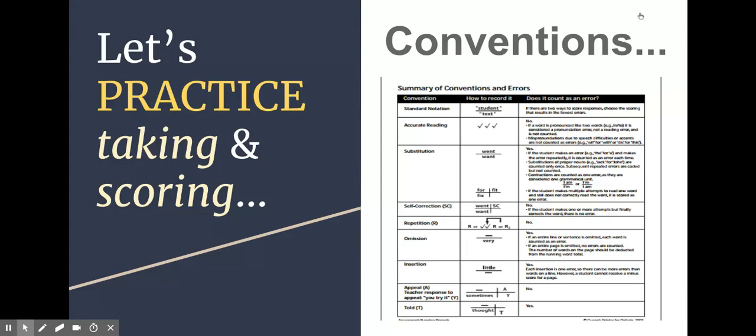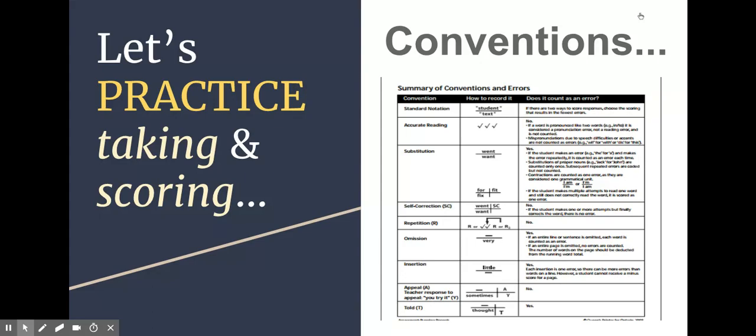Even though it only counts as one error, it gets you more information when you go to analyze it later. With repetitions, you write an uppercase R after the repeated word, and if they repeat a whole phrase, you put a bracket around the words that they repeat.